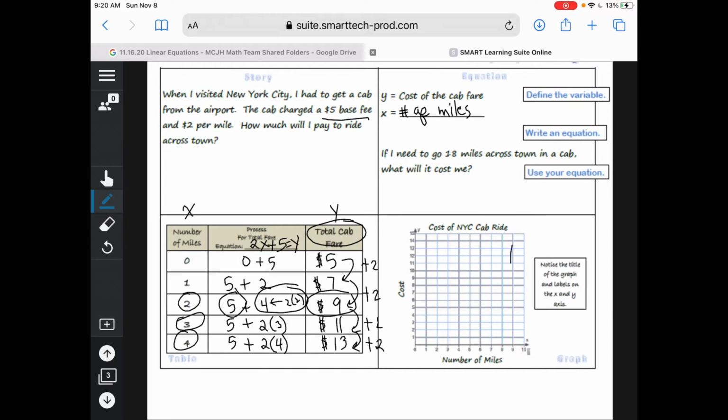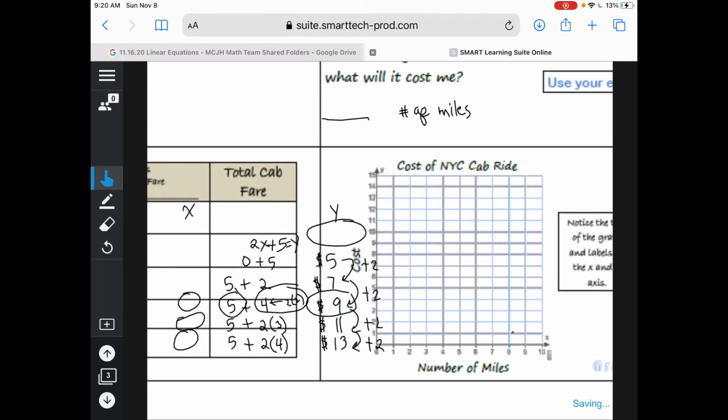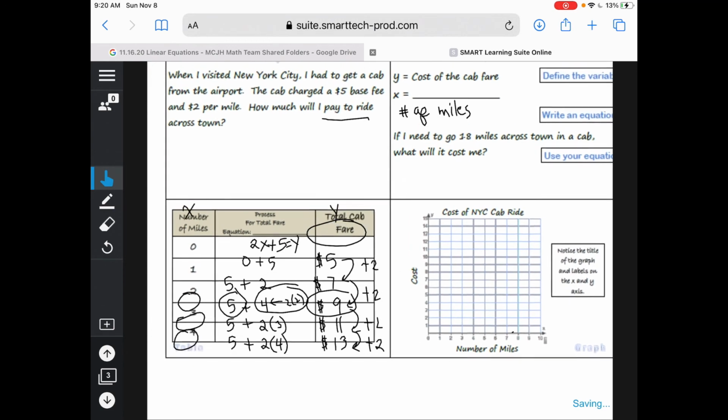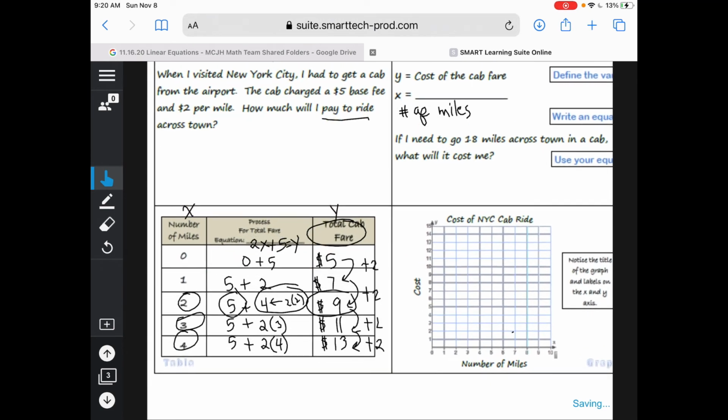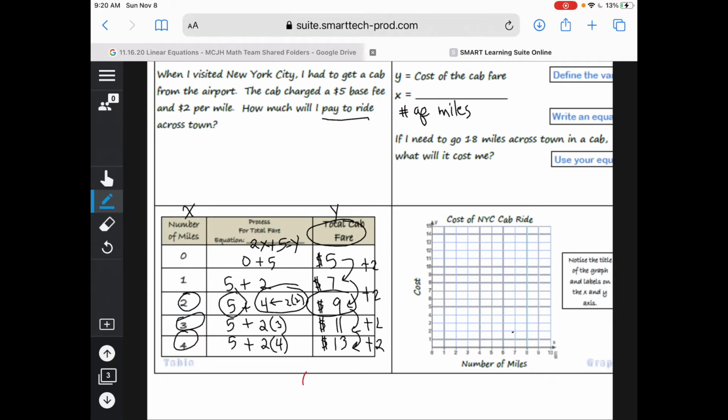So now let's look at our graph. Let's start labeling this. Okay, so here we need to label our points. So if our x is 0, our y was 5. Looking here, our x was 1, our y was 7. The third one, our x is 2, and our y was 9.